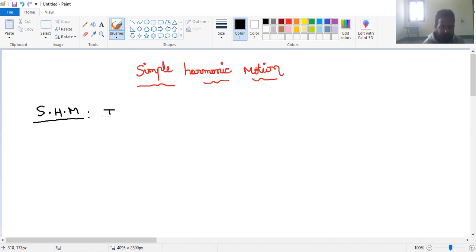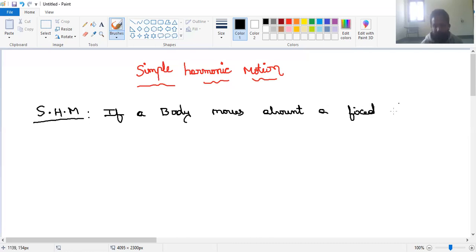If a body moves about a fixed point in to and fro motion. To and fro motion means towards and away from the point.